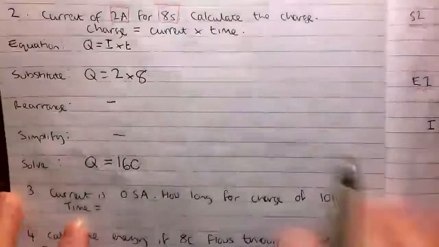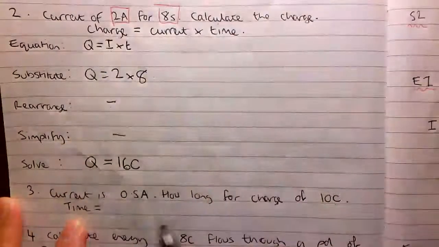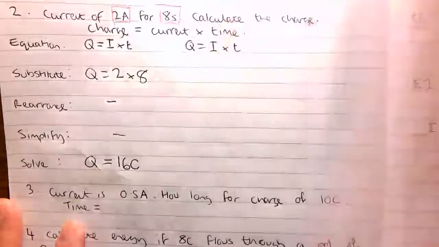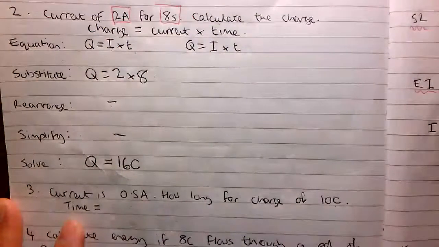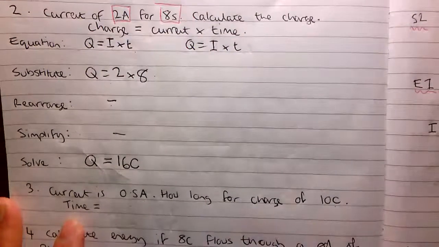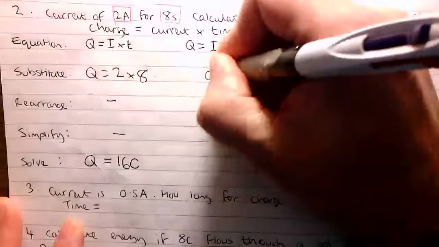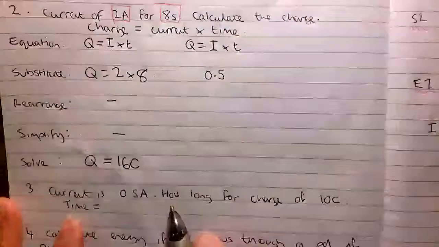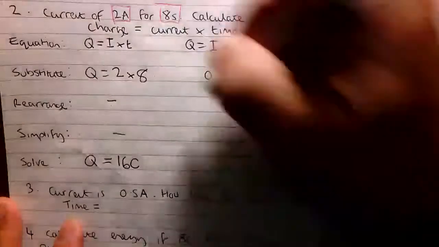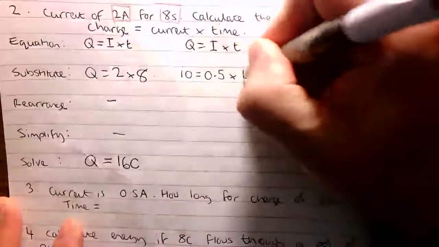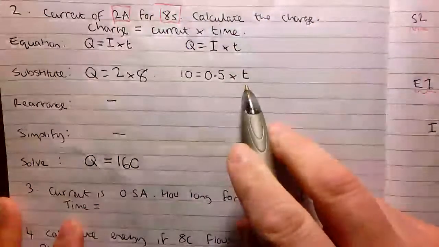Okay, so I'm going to use this method again to work it out. What equation am I going to use? The same one. I know I've written it before, I'm going to write it again anyway. So I'm going to use Q equals I multiplied by t. Now I'm going to substitute my values in. In my question, first of all, I've got a value of current, so I'm going to substitute that one in first. 0.5. How long for a charge of 10 coulombs? So I've got 10 equals 0.5 multiplied by my time, t.